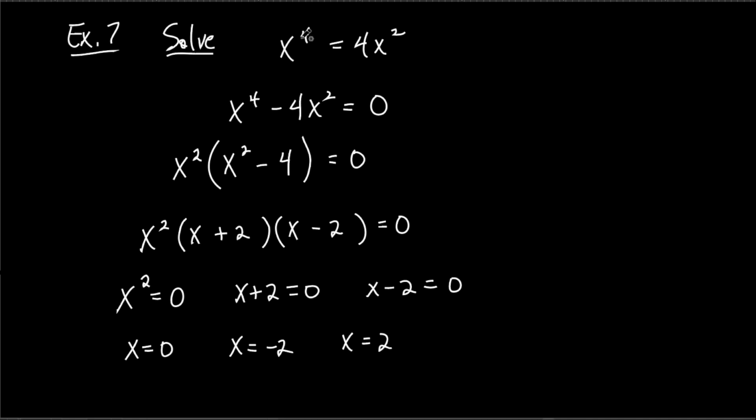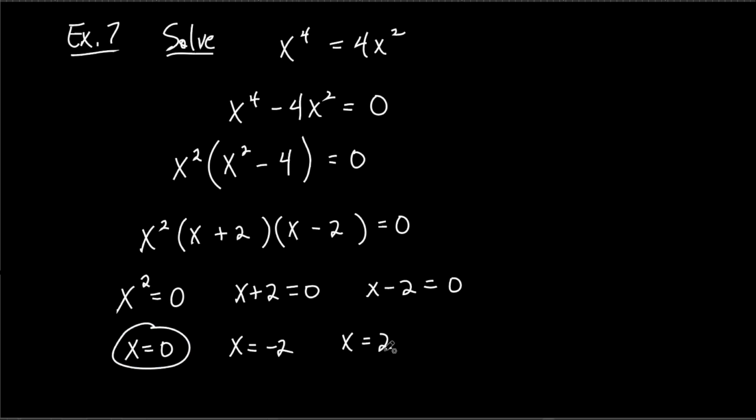What's 0 to the 4th? What's 0 to anything? 0. It's 0. Okay. What's this? 4 times 0 squared. 0. Does 0 equal 0? Yes. Yes, it does. All right. So we can circle it.